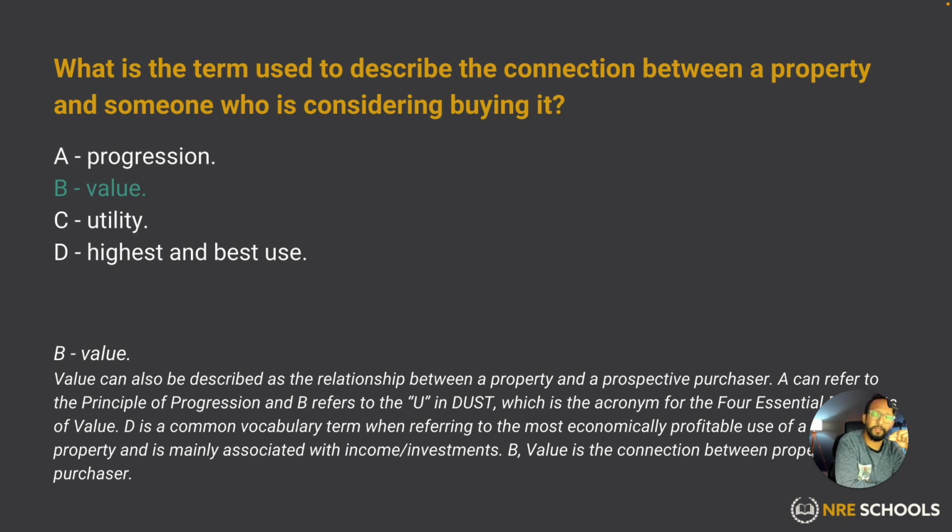Highest and best is going to talk about investments. We'll discuss that a little bit later on. So in this question, the answer is B, value. That's the connection between the property and the buyer, is the value.